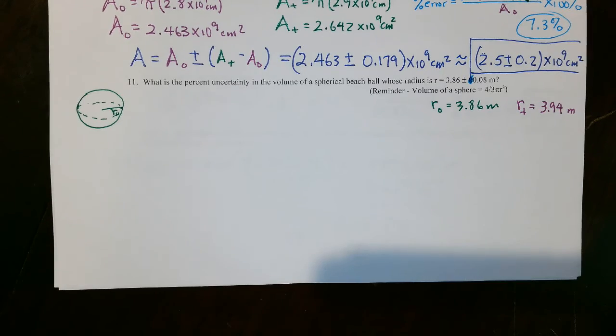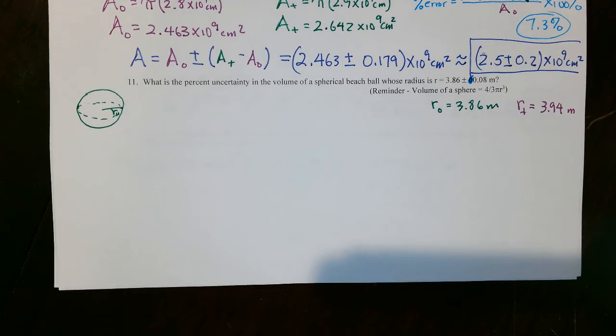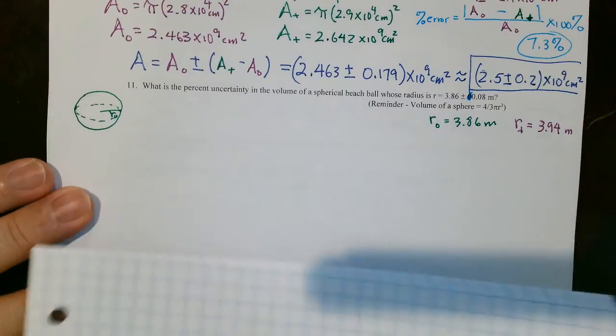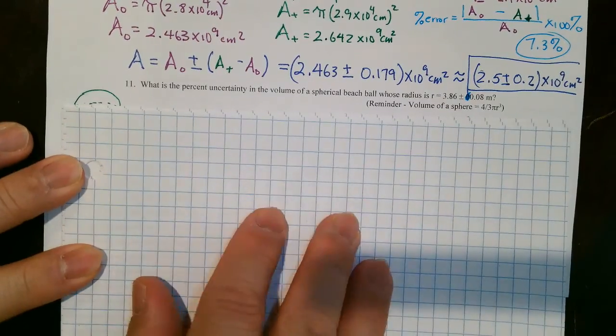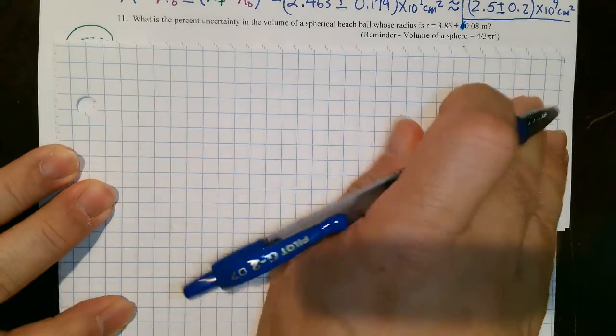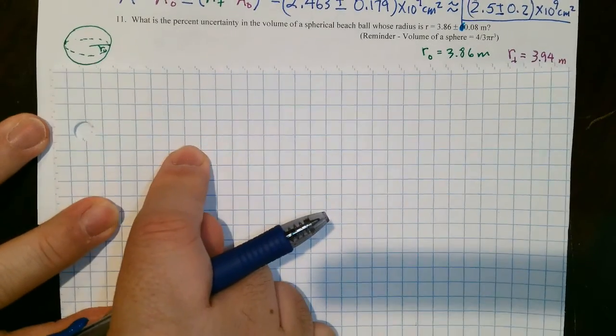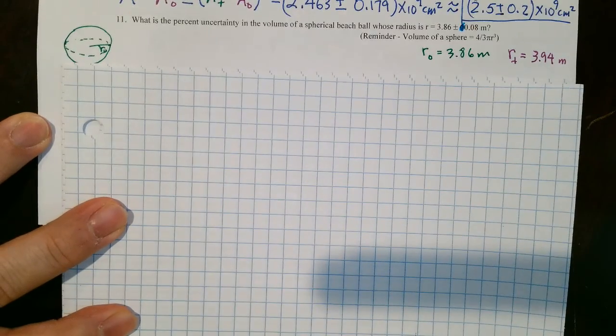Let's do number 11. I'm going to do this on a separate sheet of paper so it's easier to see. I have to write bigger so people can actually see better. All right, so once we cover this problem, then we can move on with just using this. So what is the percent uncertainty?